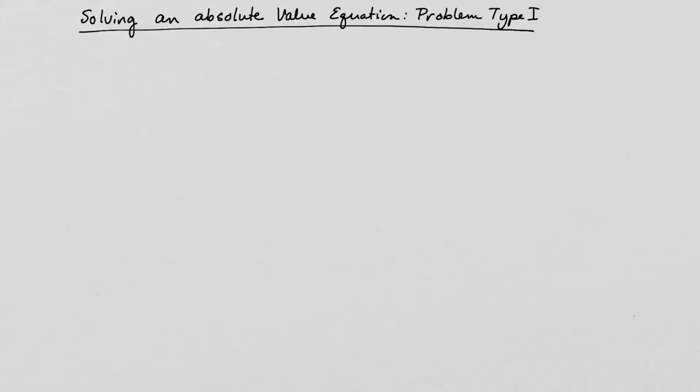So remember we talked about last time, if we have the absolute value of x being equal to a positive number, then we split it into the negative and the positive case. If we have the absolute value of x being equal to 0, then x is just equal to 0. And if we have the absolute value of x being equal to a negative number, then there's no solution. So we're going to build on this foundation.